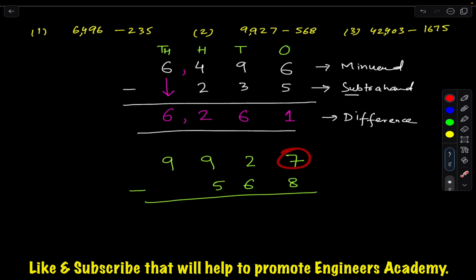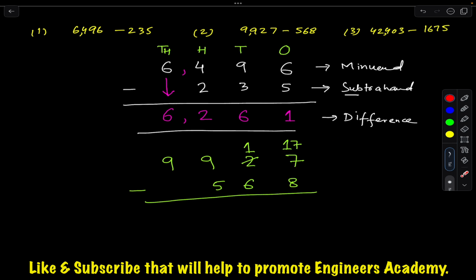When 7 is less than 8, we need to borrow 1 ten from this 2 tens. Right, so we will borrow 1 ten. So this is 2 tens, so 1 ten will be left. So this will become 1 ten, and this will become 17. Since we are borrowing 1 ten from this number, 1 ten means 10 plus 7. So that gives us 17.